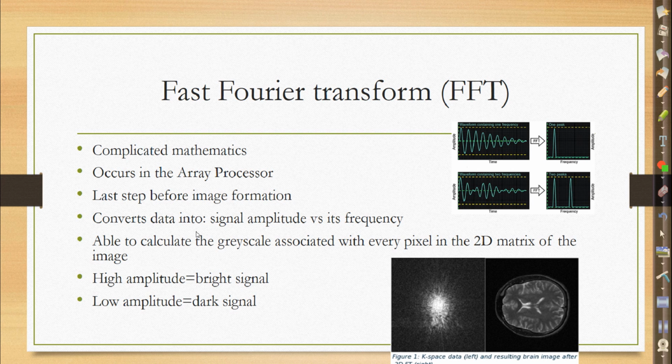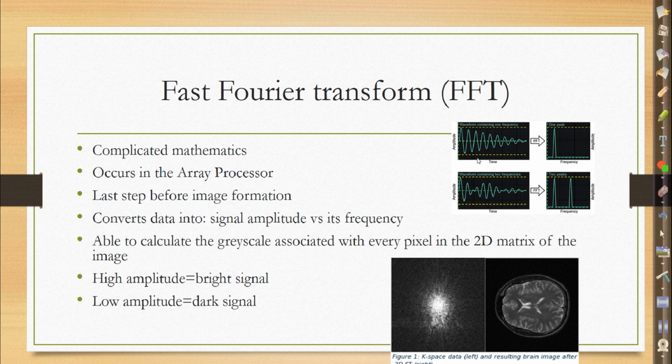Like I said, it's the last step before image formation. This is where we're going to be converting data from signal amplitude to its frequency. So here, this is kind of what we've been dealing with so far. This looks like our free induction decay, right? So this is amplitude of signal intensity over time.